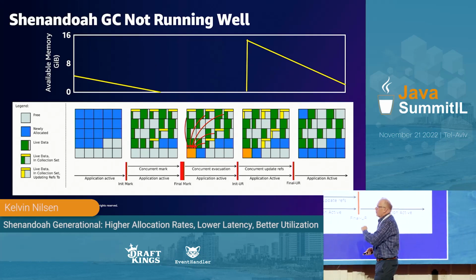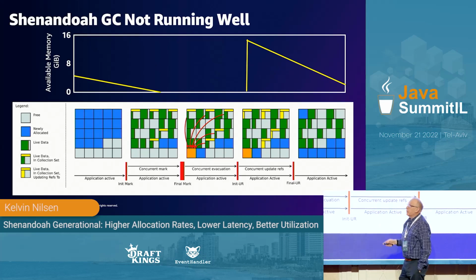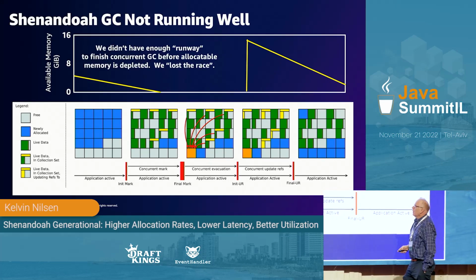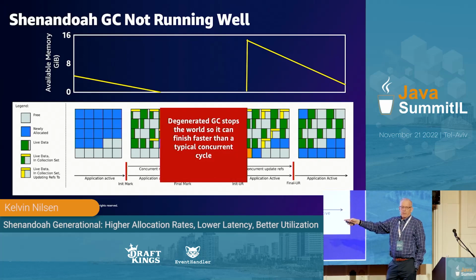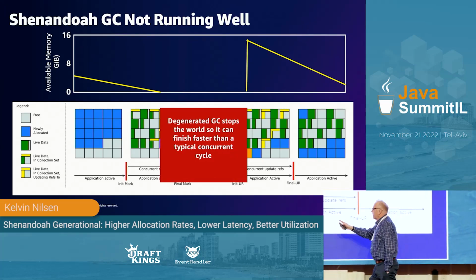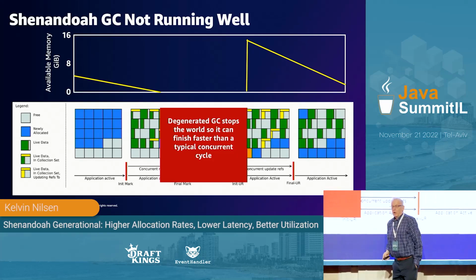So if we started the garbage collection too late, we run out of memory before it's been replenished. We lost the race, and we do a degenerated mode. And this is a long period of time that the application cannot run.